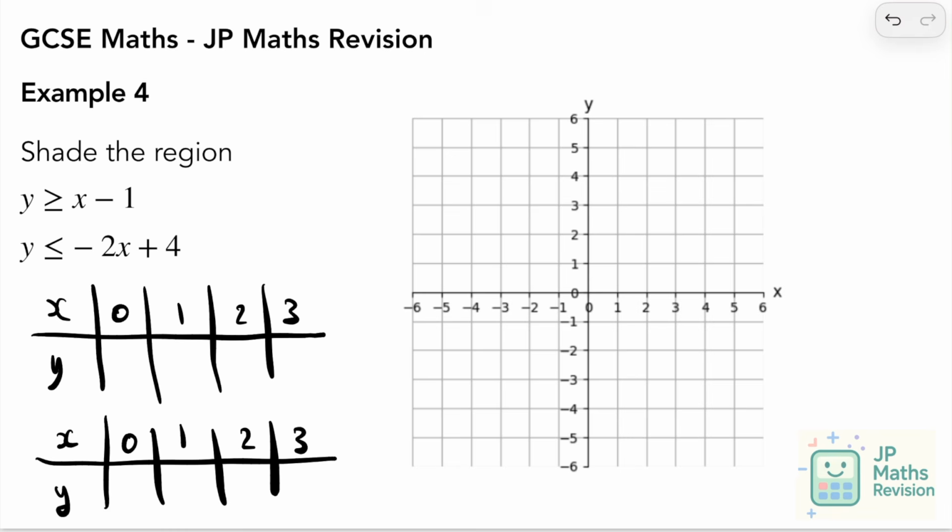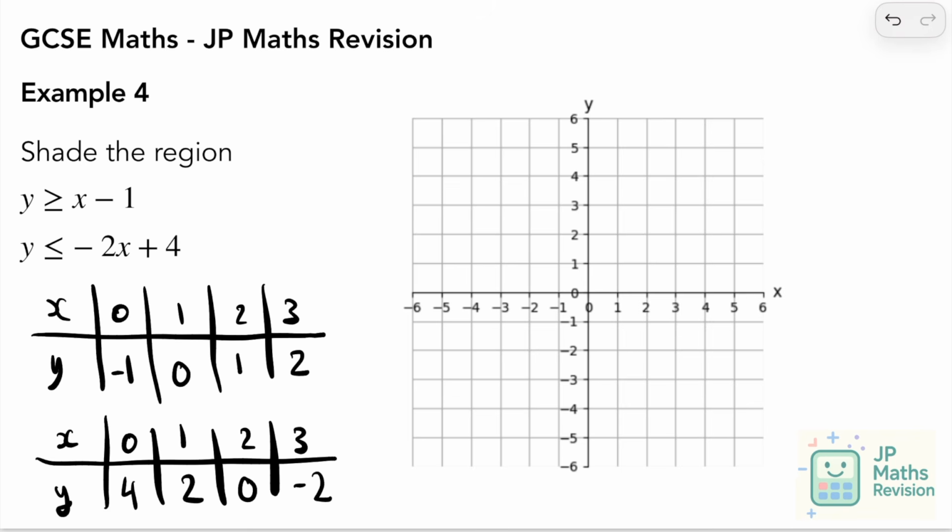So I need to complete the corresponding y values. So when we have x minus 1, the first one's going to be 0 minus 1, so that's going to be minus 1. This one's going to be 1 minus 1, so that's 0. This one's going to be 2 minus 1, so that's 1. And this one's going to be 3 minus 1, so that's 2. And then for the other table of values, I'm doing minus 2 times 0 plus 4, so that's going to be 4. I'm going to do minus 2 times 1 plus 4, so that is 2. I'm going to do minus 2 times 2 plus 4, so that is 0. And minus 2 times 3 plus 4, so that is minus 2.